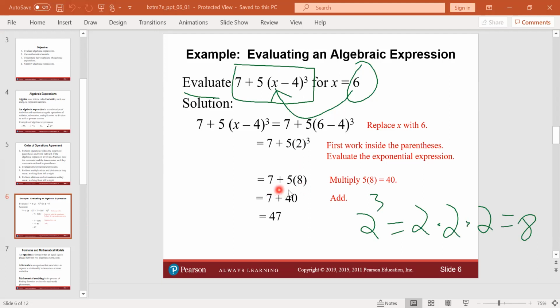Now again, you don't just do the 7 plus 5 yet because of order of operations. Our next step is to do multiplication or division. So I need to do the 5 times 8 first and get 40. Finally, I do 7 plus 40. I can do that at the very end, and I get 47. So if there's a problem that says evaluate 7 plus 5 times (x minus 4) cubed for x equals 6, this is how you'd follow it. You end up with 47.